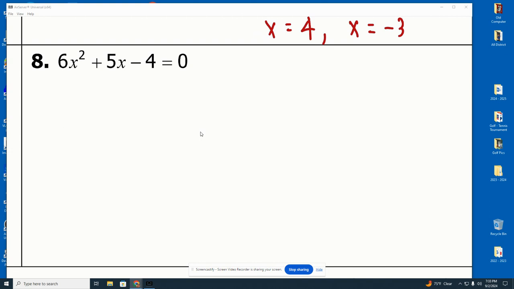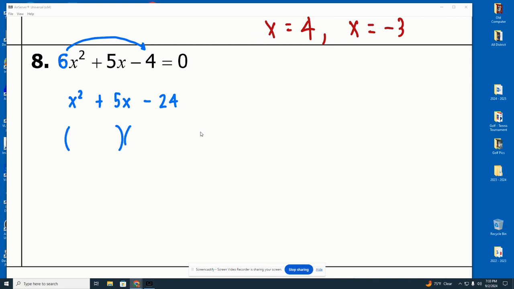But hopefully you notice that your A value is not a 1. So we're going to use the over-under method. Okay? So I'm going to rewrite this. So it's x squared plus 5x, and then 6 times negative 4 is negative 24. And this is what we're going to factor. Easy style factoring that we've been doing.